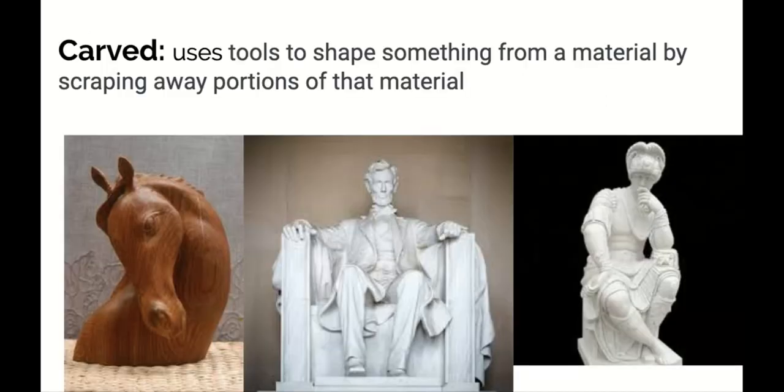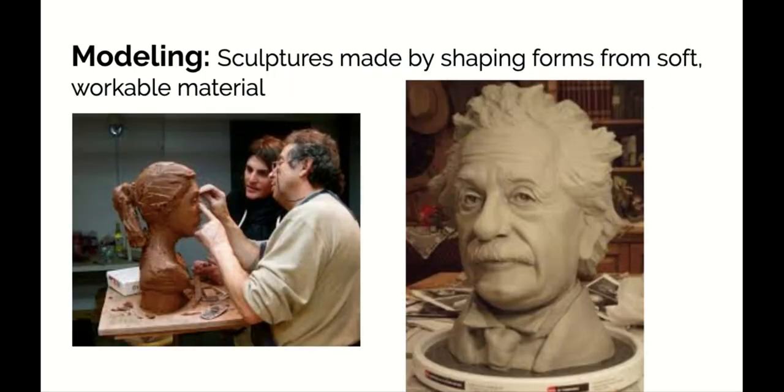So with a carved sculpture, the artist uses tools to shape something from a material by scraping away portions of that material. So in the first horse example, you can see that this was created out of carving a piece of wood. Our Abraham Lincoln and the statue on the right, the Michelangelo, were carved out of stone. So this is when the artist would take one solid piece of material and just slowly and gradually chip away at the material until they're left with their intended outcome.